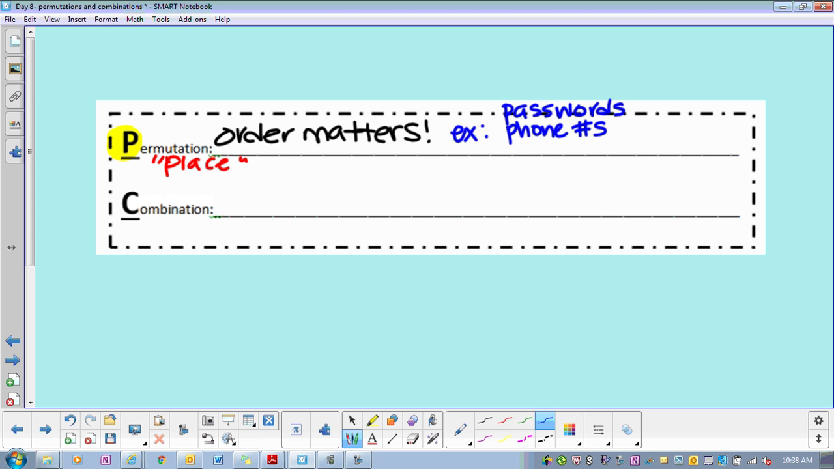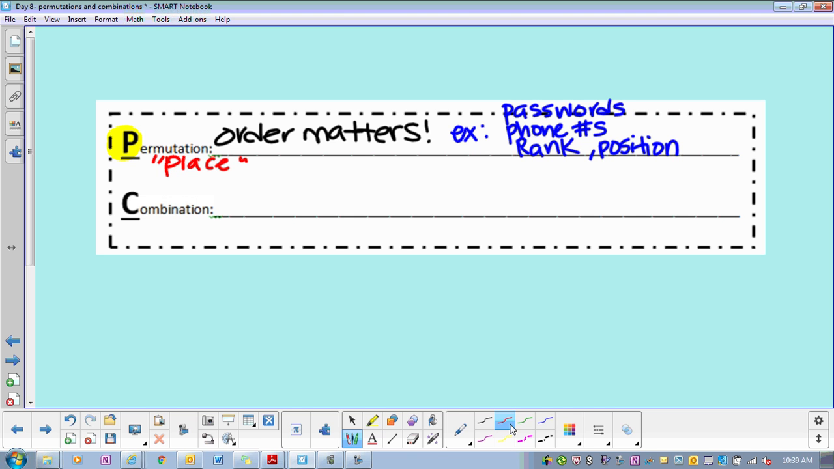And then what else? Rank. What do I mean by rank? First place, second place, third place. You can have the third place person get the big cash reward even if you didn't do as much hard work as the first place. And the position, president, vice president, secretary, that kind of thing. Order does matter, right? So now, that's permutation, place, order matters.